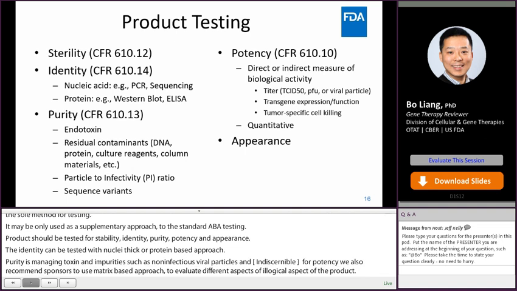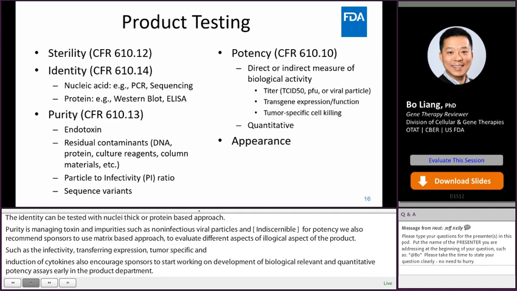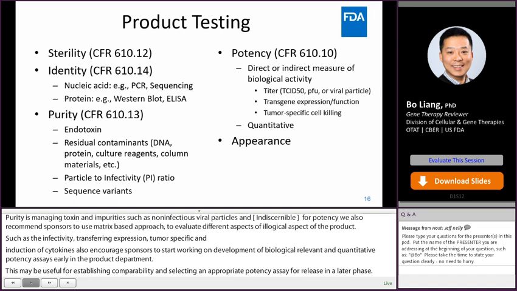We also encourage sponsors to start working on development of biologically relevant and quantitative potency assays early in the product development, which may be useful for establishing comparability and selecting an appropriate potency assay for lot release in later phase. Appearance should be visually checked for the absence of aggregates and precipitates for each drug product vial. Please also establish a product-specific reference standard and use it as a control for assay variability.